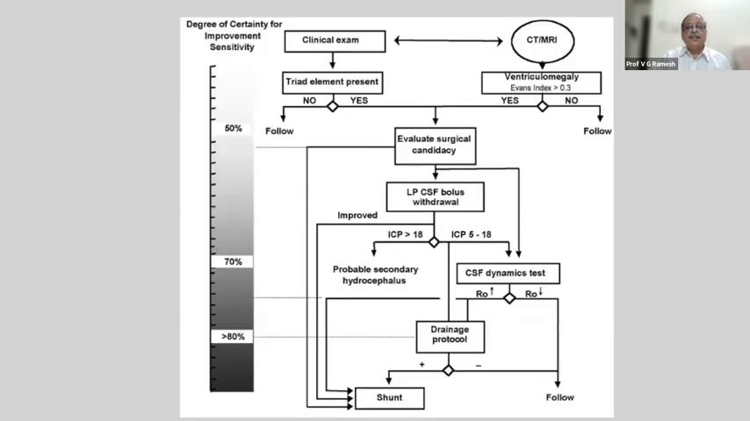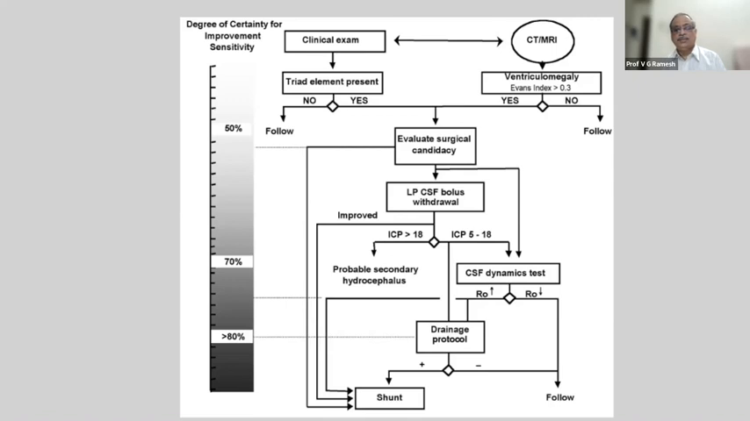So if you see, this is the approach for a patient with normal pressure hydrocephalus, where we do a clinical examination, see the triad, and if Evans index is more than 0.3, then evaluate for the surgical candidacy. Do a lumbar puncture, bolus injection method, do a CSF dynamics test, for an outflow resistance increased, do a shunt.